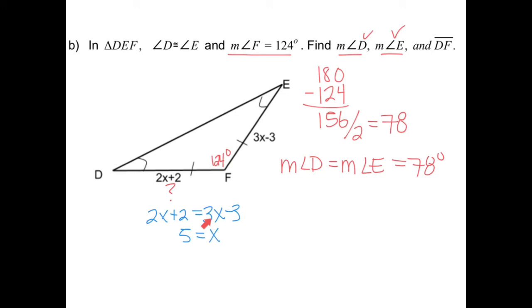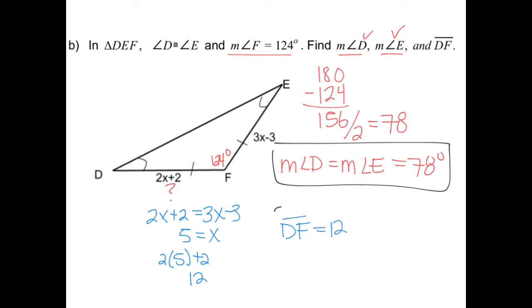I subtracted 2x from this side. I added 3 to this side. So x equals 5. So then 2 times 5 plus 2 is 12. So DF equals 12. And these are my answers to this problem.